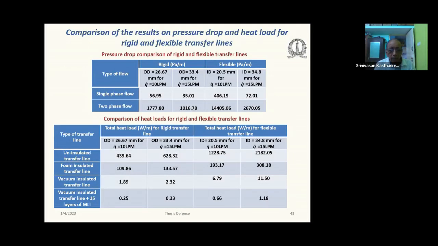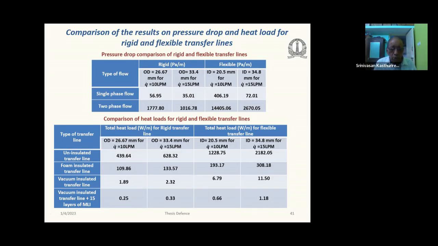And you can see here the comparison of the results of pressure drop and heat load on flexible and rigid transfer lines. So first, let us consider the rigid transfer line pressure drops. The outer diameter is given, and for 10 liters and 15 liters, the diameters are given. For single phase flow, it is 56.95 Pascal per meter, whereas for the 15 liters per minute case, it is 35.0. Actually, the diameter is bigger, so the pressure drop becomes smaller.